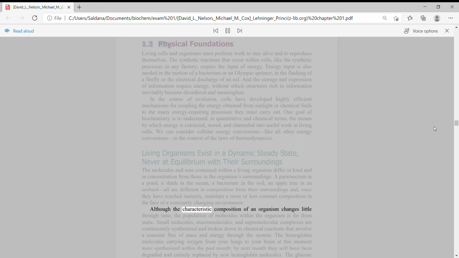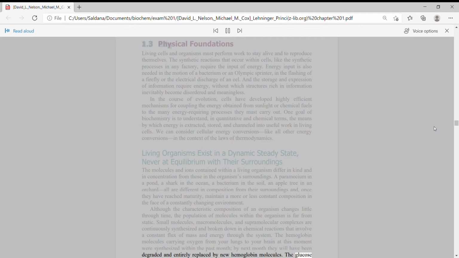Although the characteristic composition of an organism changes little through time, the population of molecules within the organism is far from static. Small molecules, macromolecules, and supramolecular complexes are continuously synthesized and broken down in chemical reactions that involve a constant flux of mass and energy through the system. The hemoglobin molecules carrying oxygen from your lungs to your brain at this moment were synthesized within the past month. By next month they will have been degraded and entirely replaced by new hemoglobin molecules.